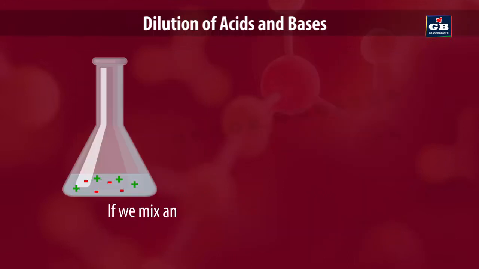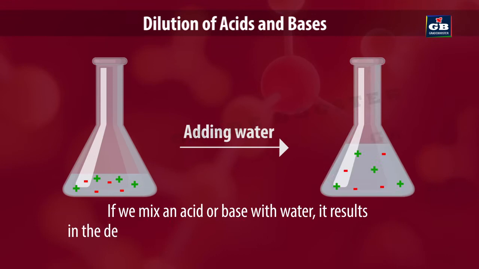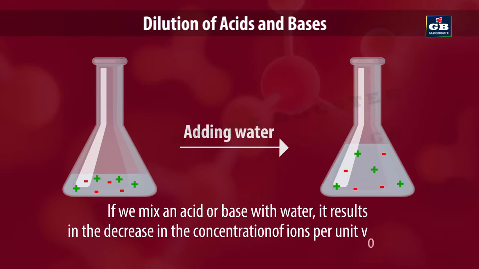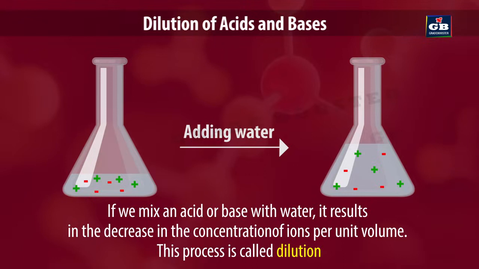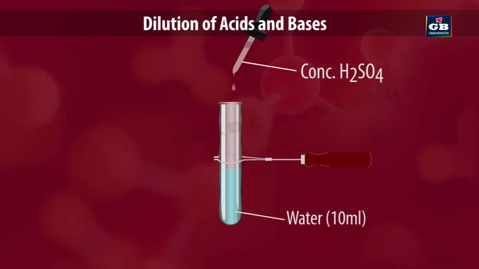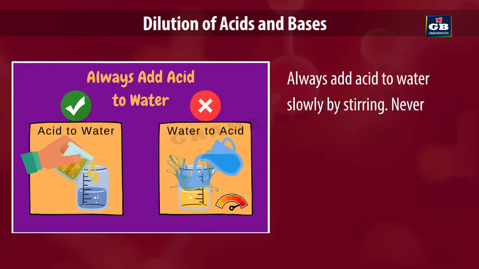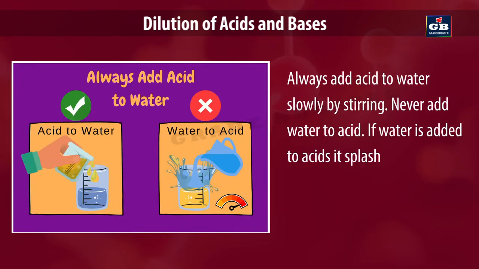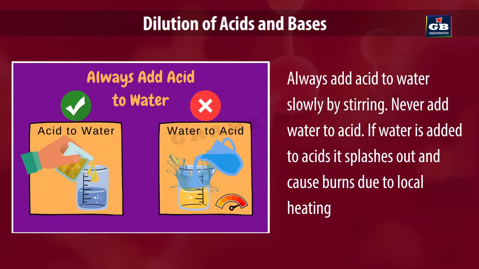Dilution. If we mix an acid or base with water, it results in a decrease in the concentration of ions per unit volume. This process is called dilution. Dilution is a highly exothermic reaction. That means when we add an acid or a base to water, a large amount of heat is released. So always add acid to water slowly by stirring. Never add water to acid. If water is added to acids, it splashes out and causes burns due to local heating.